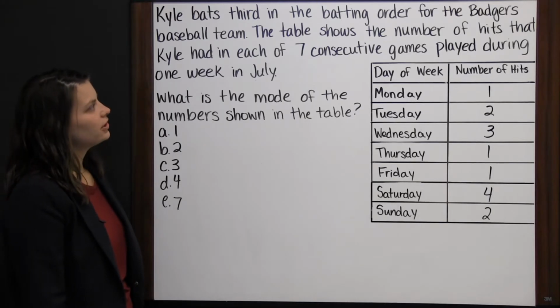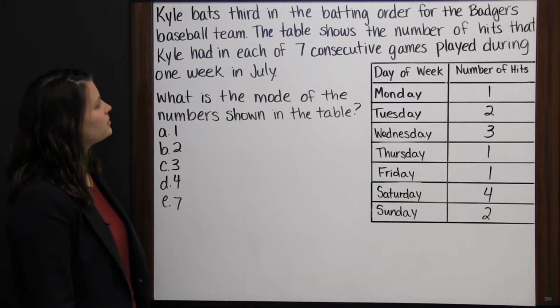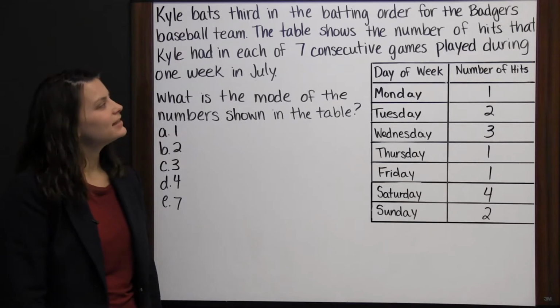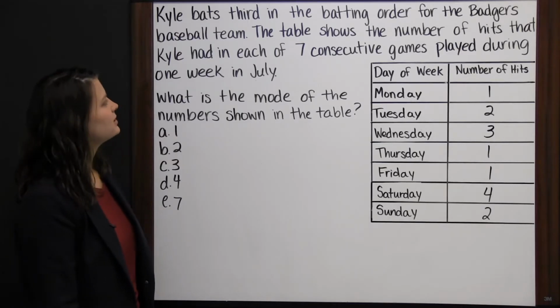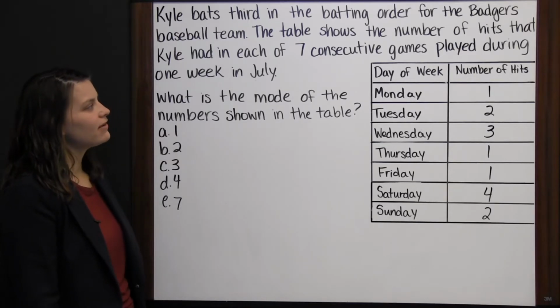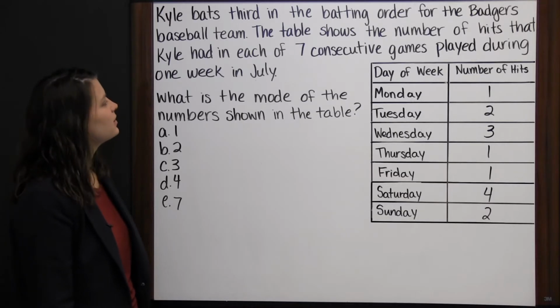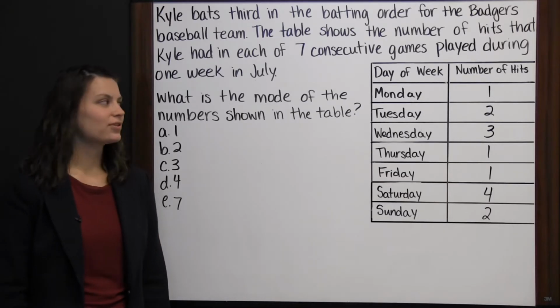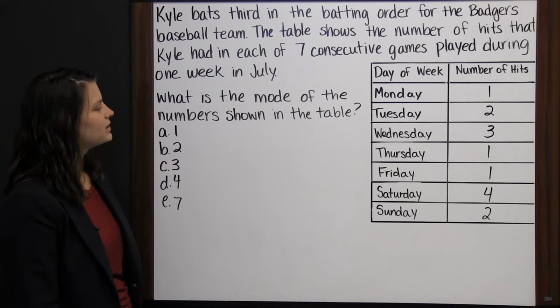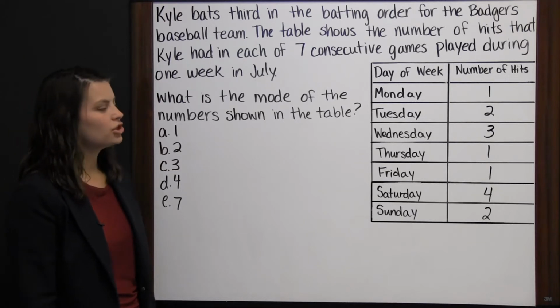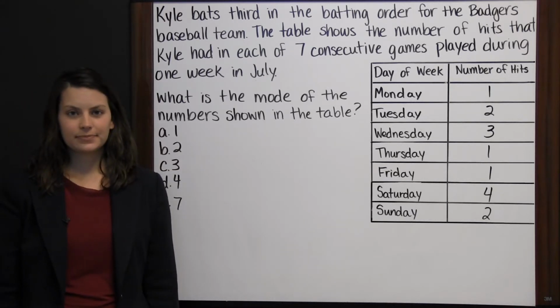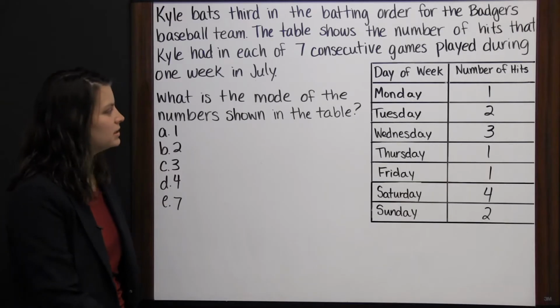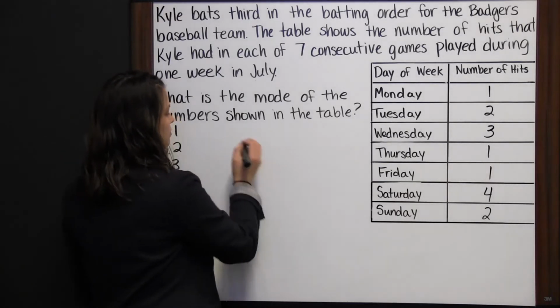Kyle bats third in the batting order for the Badgers baseball team. The table shows the number of hits that Kyle had in each of 7 consecutive games played during 1 week in July. What is the mode of the number shown in the table? Mode means the number that occurs the most.